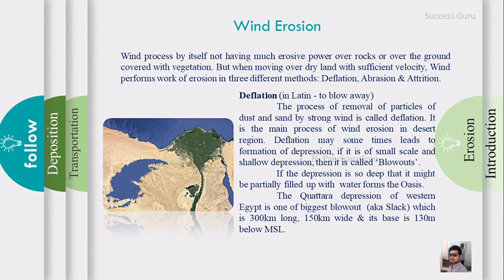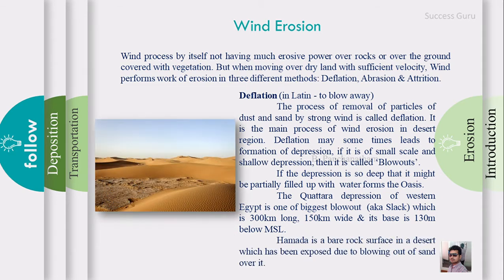The Qattara depression of western Egypt is one of the biggest blowouts, also called a slack, which is 300 km long, 150 km wide, and its base is about 130 meters below mean sea level. There is another landform called Hamada, a barren rock surface in the desert which has been exposed due to the blowing out of sand over it. So these are a few of the landforms that have been created by the deflation process.